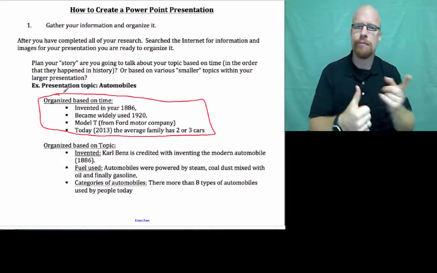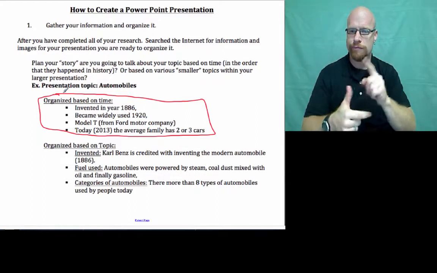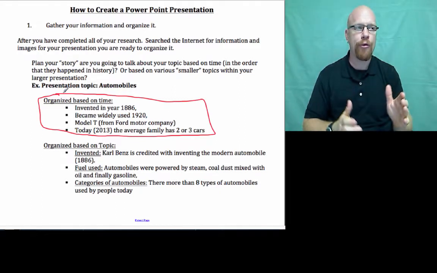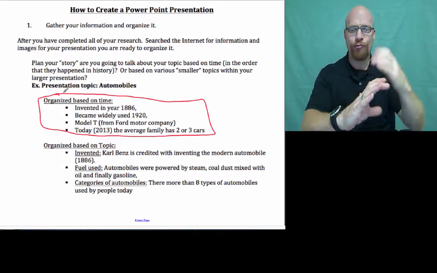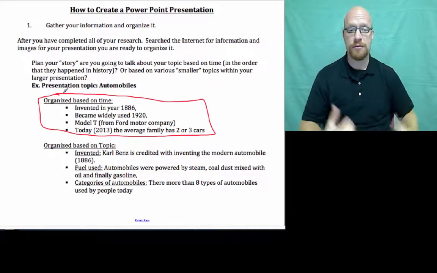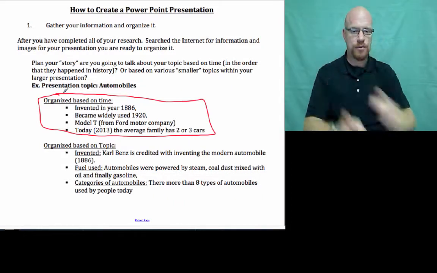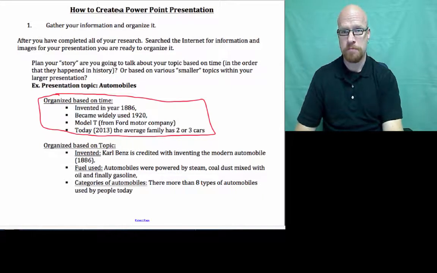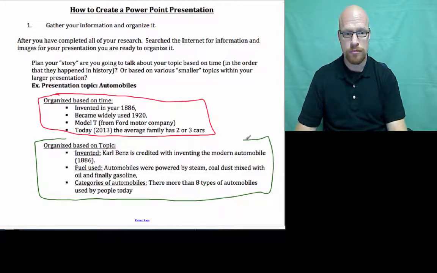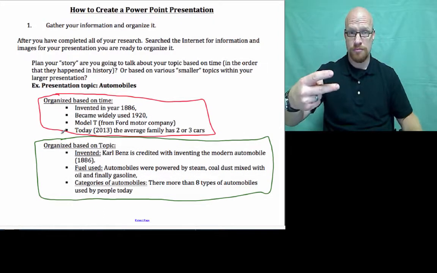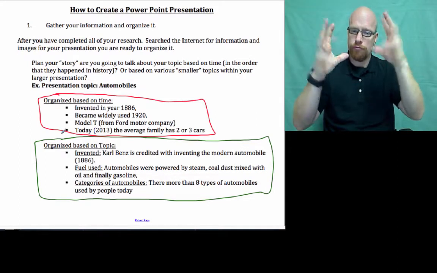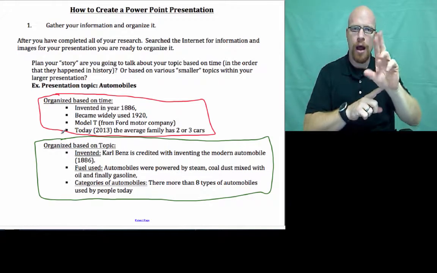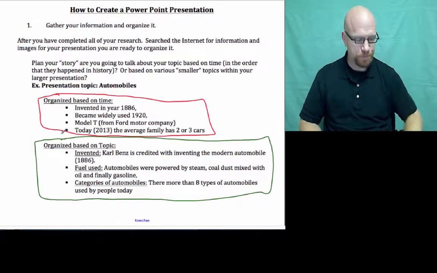Now, what types of automobiles do we have today? We have many different kinds of automobiles. We have trucks, we have cars, we have minivans, there are 18-wheeler semis, different categories. Now, these are different organization techniques for your research, for your topic. It's important as you choose, either by topic or by time. This will help you organize your outline for your presentation.